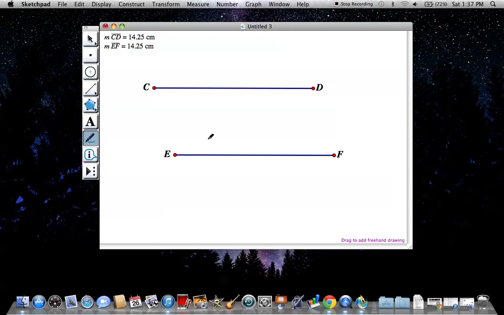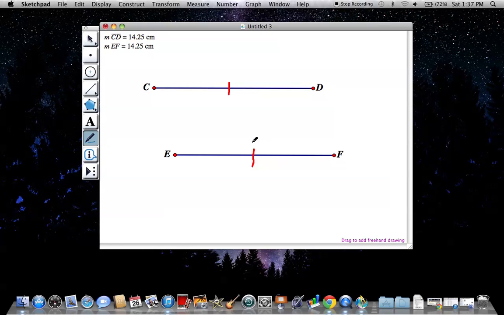Now, in order to show they're congruent, I draw tick marks. Since this CD has 1 tick mark and this EF has 1 tick mark, they're understood to be congruent. Even if I didn't give you the measurements, if you see a tick mark and a tick mark, that means the segments are congruent. Okay?